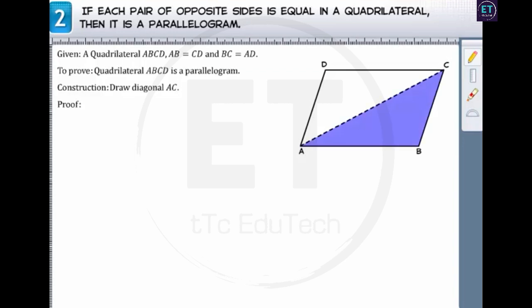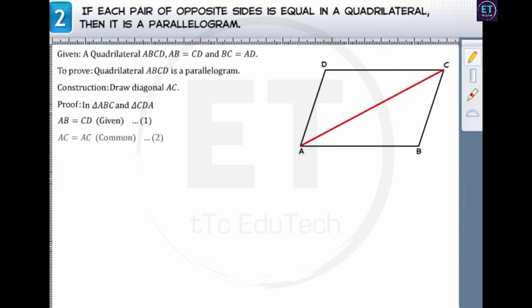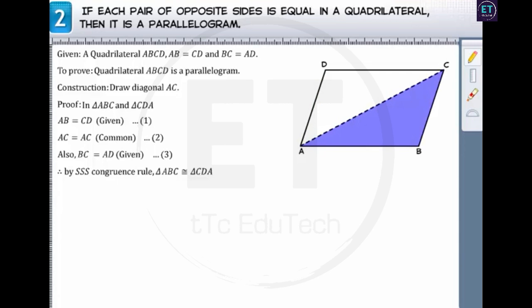Let's begin with the proof. In triangle ABC and triangle CDA, side AB is equal to side CD, denoting it by equation 1. Side AC is common to both the triangles, denoting this by equation 2. Side BC is equal to side AD, denoting it by equation 3. Thus, the three sides of triangle ABC are equal to the corresponding three sides of triangle CDA. Therefore, by the SSS congruence rule, triangle ABC is congruent to triangle CDA.